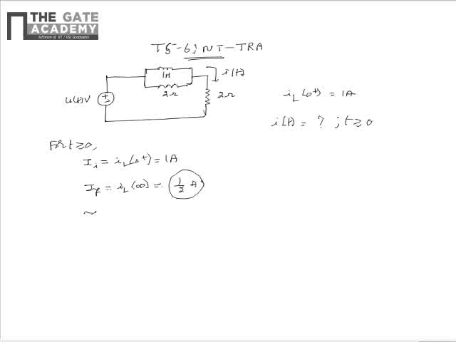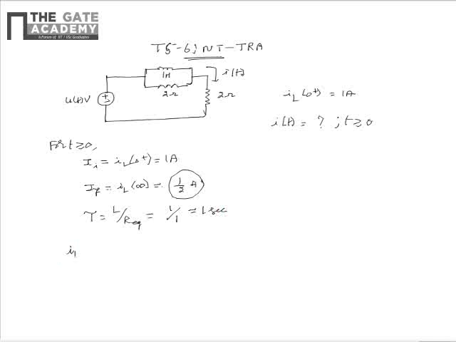Now based on this, the time constant of the circuit can be given as tau is equal to L by R equivalent. Here L is 1 Henry and R equivalent is the resistance as seen from the inductor terminals, which is 2 ohms connected in parallel with 2 ohms. So this is 1 ohm in value. So the time constant is 1 second.